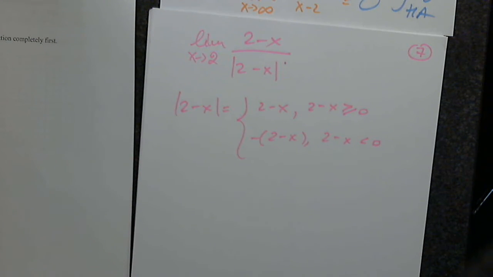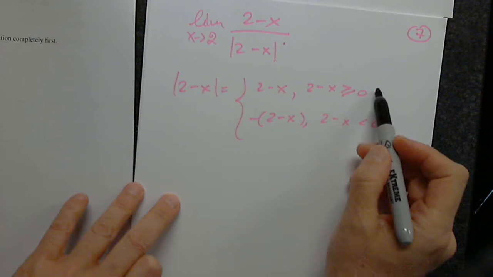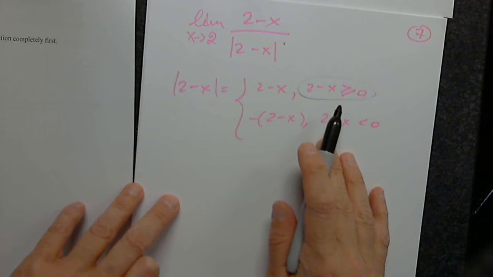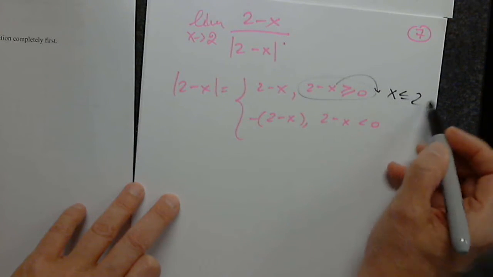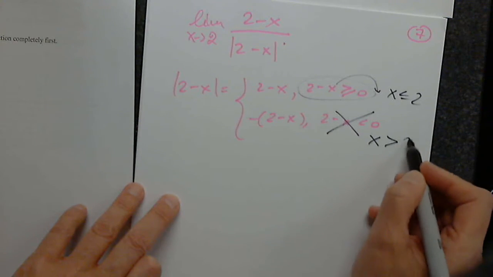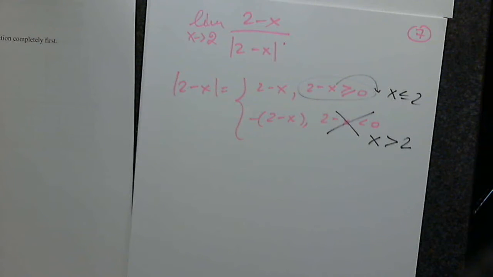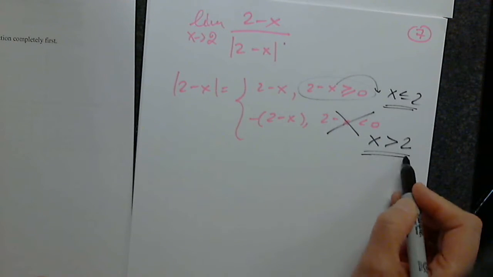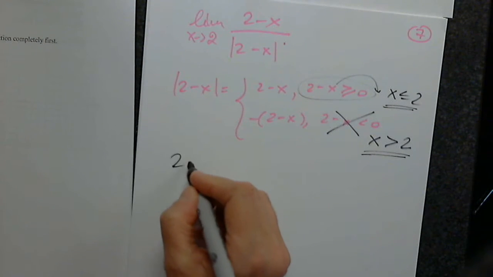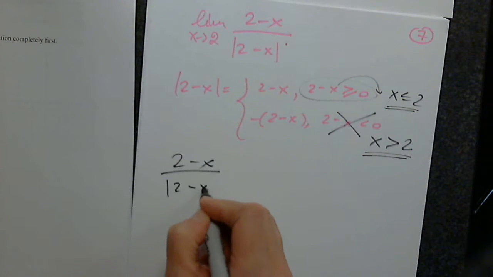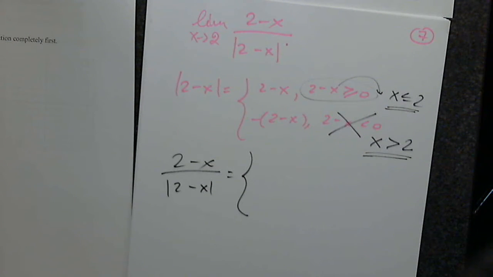Okay, so first of all, I need to solve this inequality. I move x, and x is less than or equal to 2. I refuse to solve this one, because I may make an error. If this one is less than or equal to 2, this must be the other side. And now, 2 minus x divided by the absolute value of 2 minus x gives us also two options. Because the denominator has two options, the whole thing will have two options.